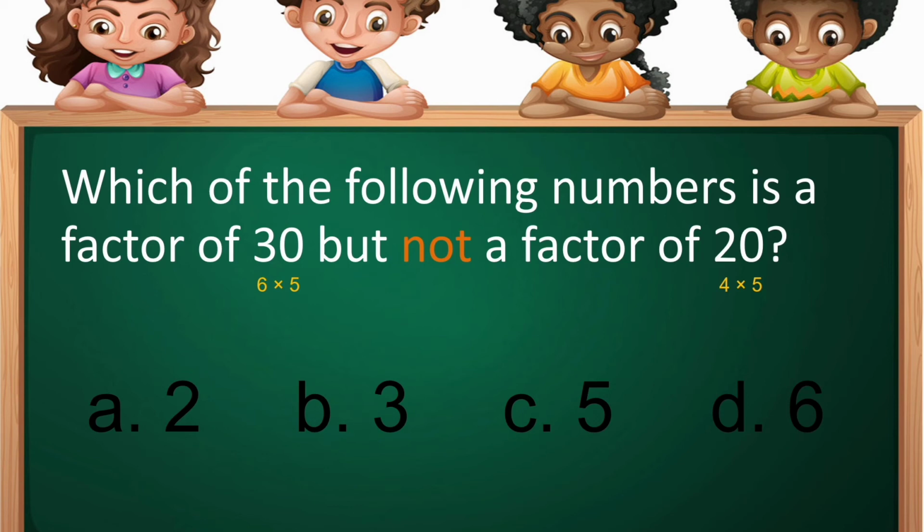So we have here the list 6, 4, and then 5 for 30 and 20. A, 2, B, 3, C, 5, D, 6. The answer is D, 6. 6 is not a factor of 20.